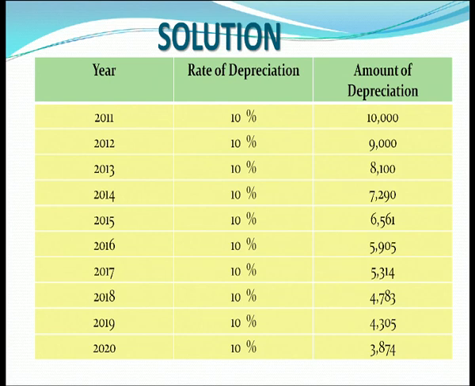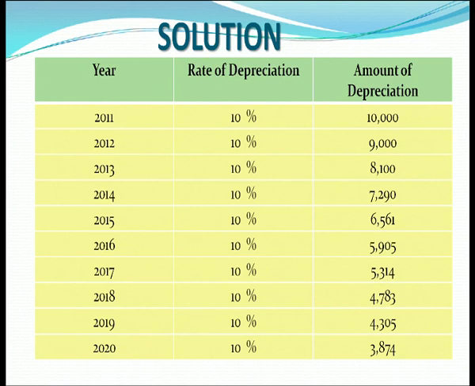So, in the first year, that is 2011, the amount of depreciation would be 10% of the cost of the asset. So, 10% of 1 lakh turns out to be 10,000. Now, the value of the asset in 2012 would be 1 lakh minus the amount of depreciation, that is 10,000. So, the value becomes 90,000 and we are going to charge 10% on the written down value or the book value, which is 10% of 90,000, 9,000.